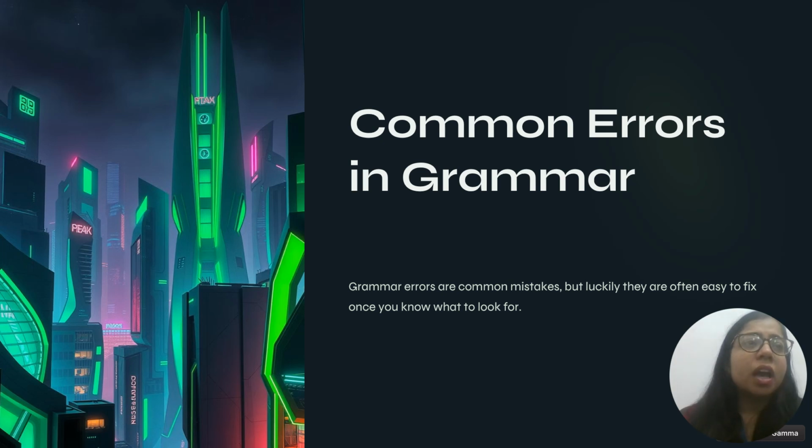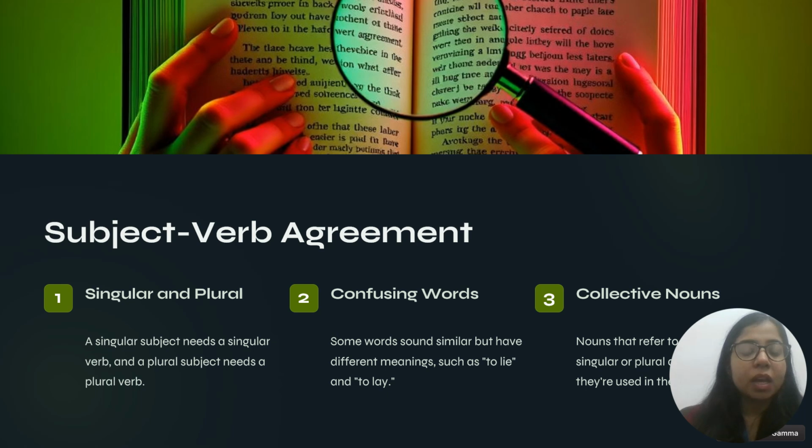There are many errors which you make in grammar, suppose with subject verb agreement, with pronouns, with articles, with nouns, with verbs, and so many other things. So first we will study about subject verb agreement.